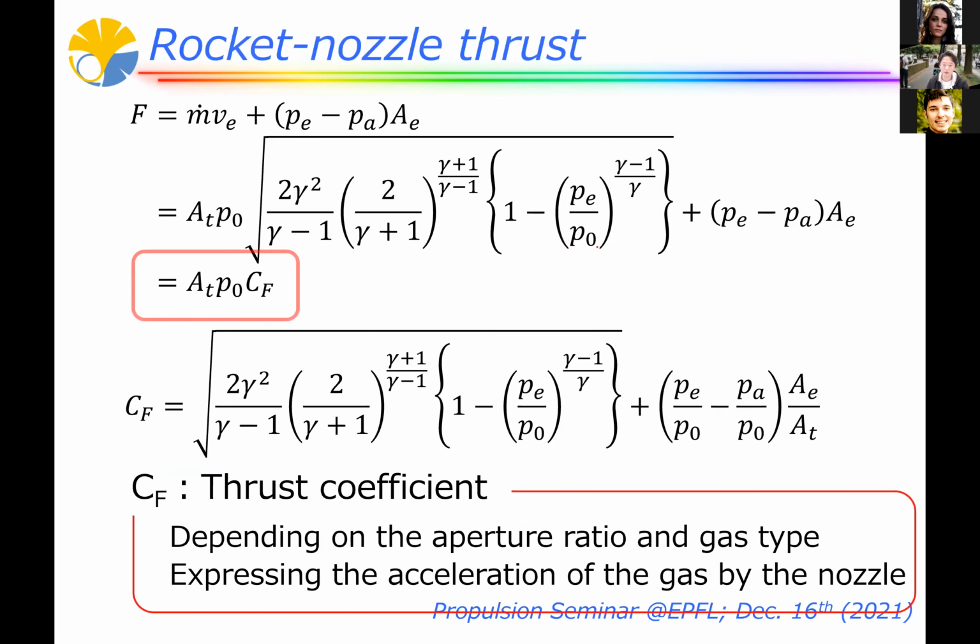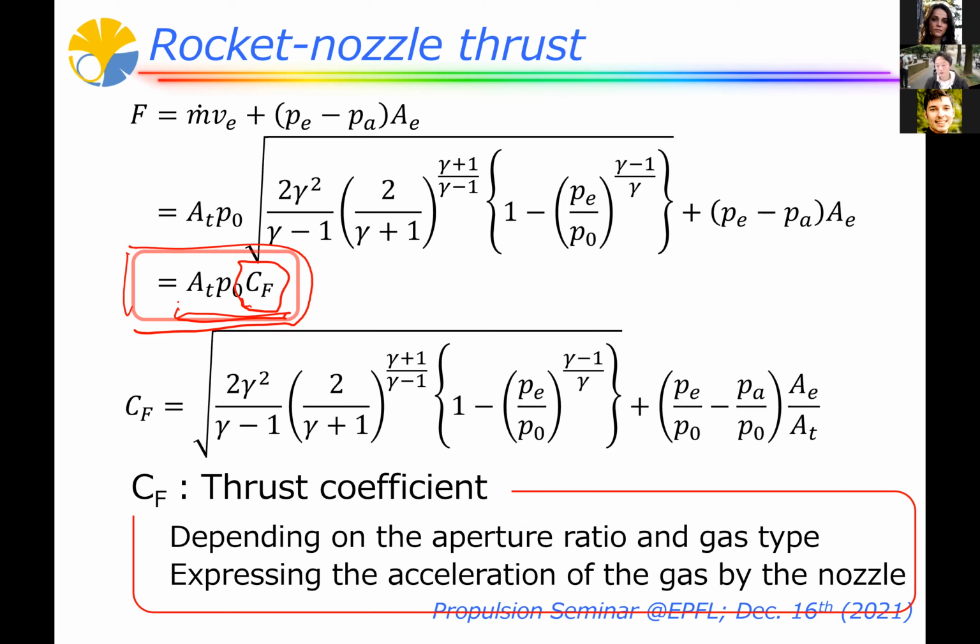And by using this exit velocity, you can obtain this kind of thrust expression. So actual expression of the thrust is somehow complicated, but all of these complicated parts are included into this coefficient CF. It's called the thrust coefficient. And we can get this kind of simple form. So thrust is equal to AT, AT means the area of throat, times P0, P0 means the upstream pressure, and thrust coefficient.